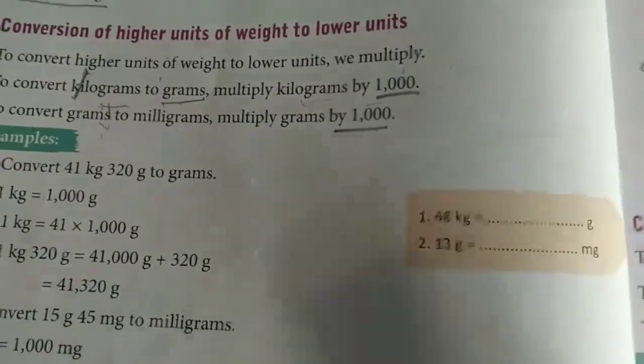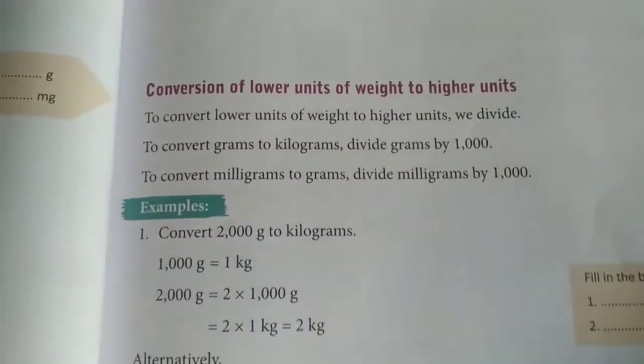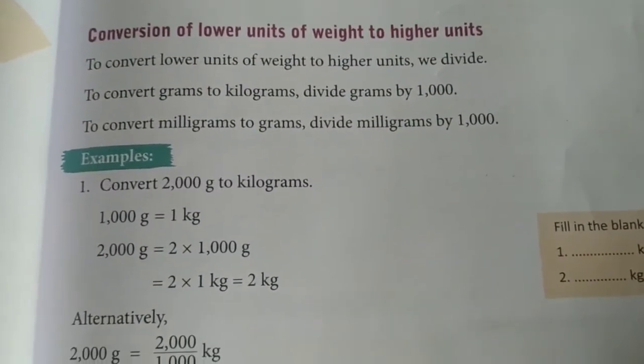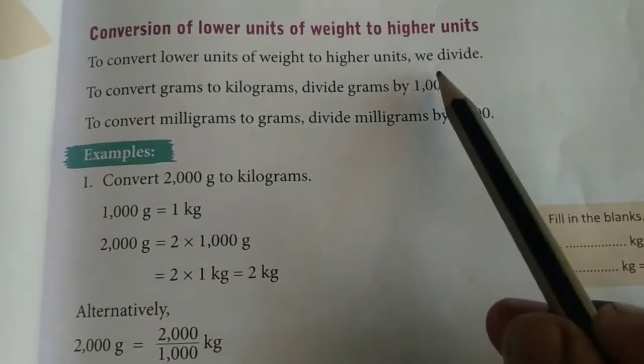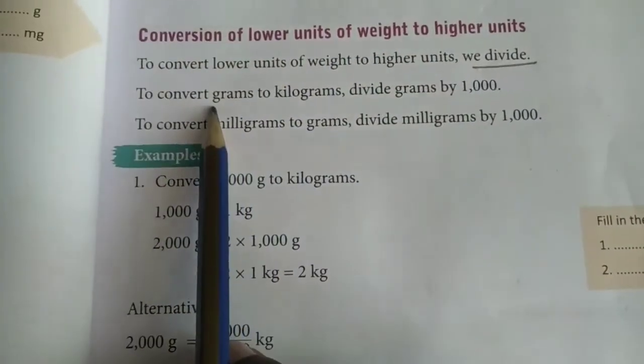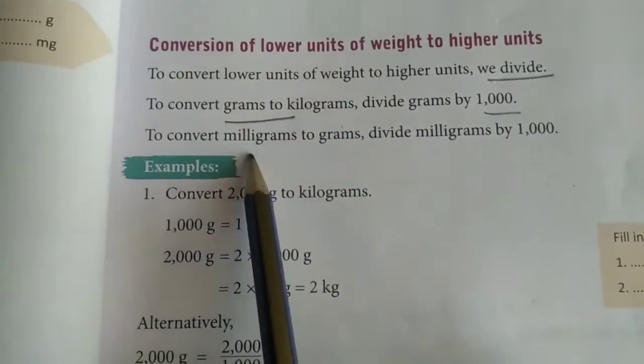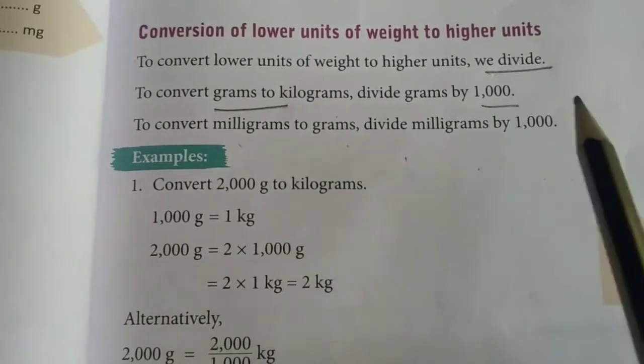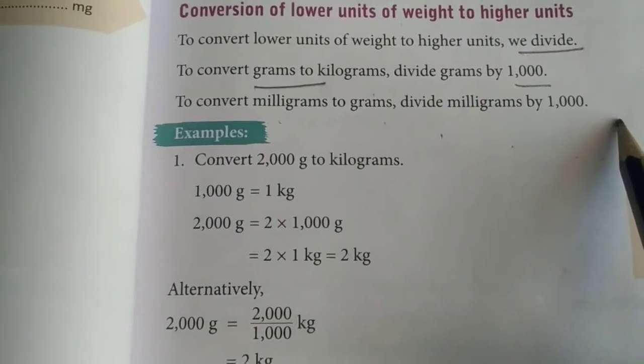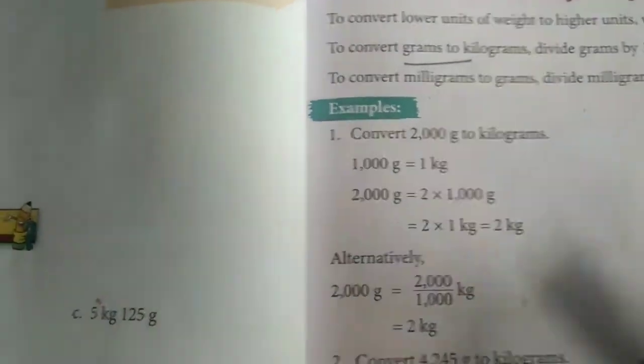So here the next section is conversion of lower units of weight to higher units. What do you want to do? You should divide. To convert grams to kilograms, divide grams by 1000. Milligrams to grams, divide milligrams by 1000. Okay. Are you clear, dear students? So in this section you multiply, and here you do the division.